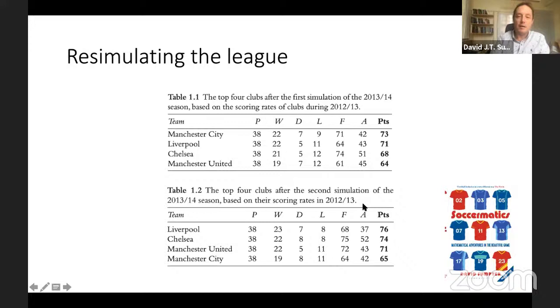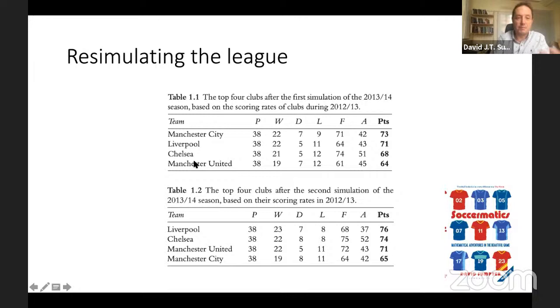This is something I did in Soccermatics. I took the scoring rates of clubs during 2012-13. Then I simulated what might happen in the 13-14 season on the basis of that. And you can see that Manchester City did win that season. And you can see some of the simulations they win. Here we have Liverpool second, Chelsea third.